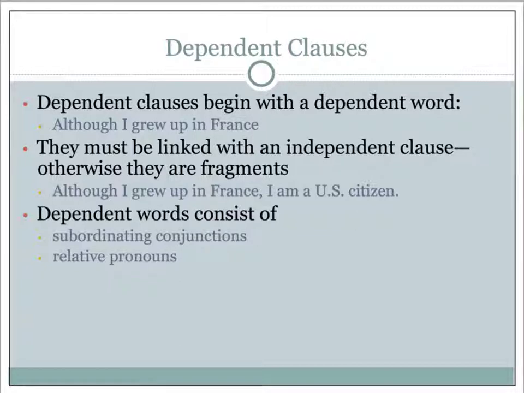This slide shows you a little bit more about dependent clauses. So dependent clauses begin with a dependent word, although. Although I grew up in France. They must be linked with an independent clause, otherwise they're fragments. Although I grew up in France, I am a U.S. citizen. Dependent words consist of subordinating conjunctions and relative pronouns.